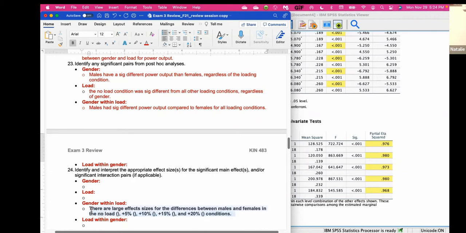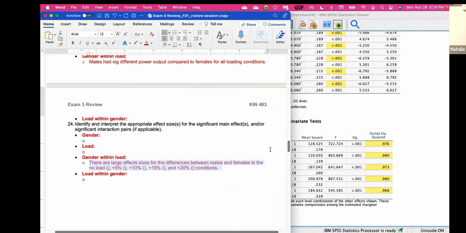And then within each of these, I would just fill in the effect sizes, right? So I've got a 0.976, a 0.980, 0.973, 0.980, and 0.968.